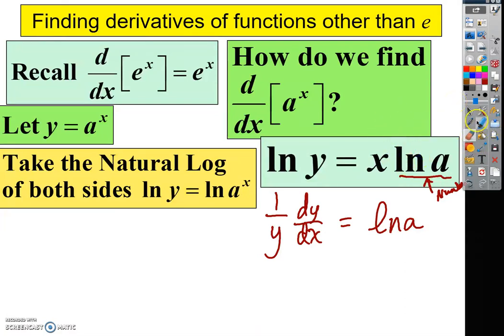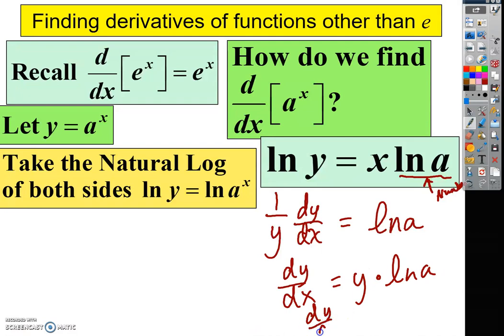And so natural log of a. And so then we end up with dy/dx equals y times the natural log of a. And dy/dx equals y, where y was a to the x. So a to the x times the natural log of a. So, kind of let that sink in for a minute.